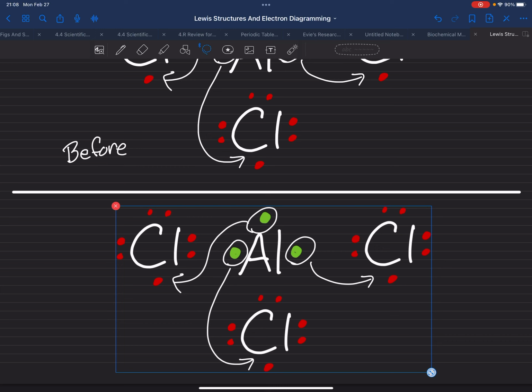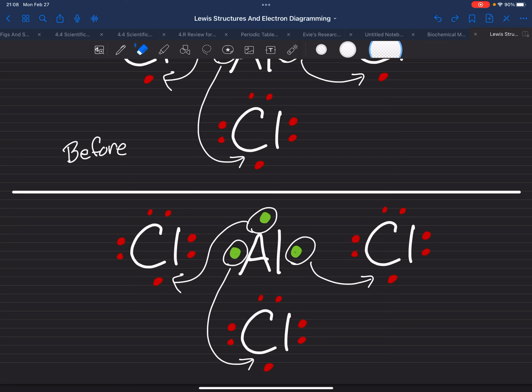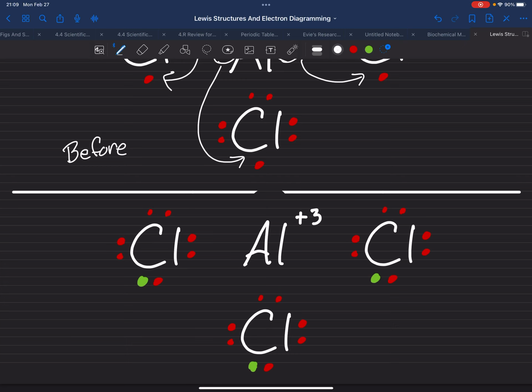All right. So what this is going to look like for the after is, let me just simplify things here a little bit by getting rid of that. And I'll draw in my aluminum, which has now lost 3 electrons, which have gone here, here, and here. And aluminum has become +3, and each of the chlorines has become a -1 chloride ion right there.